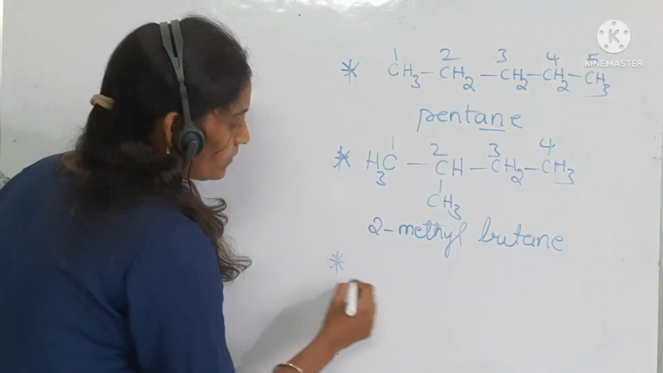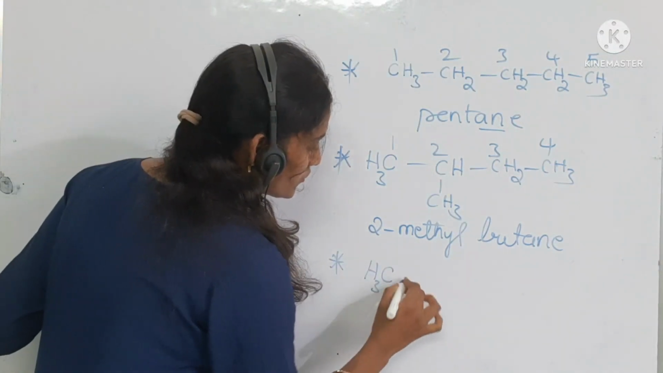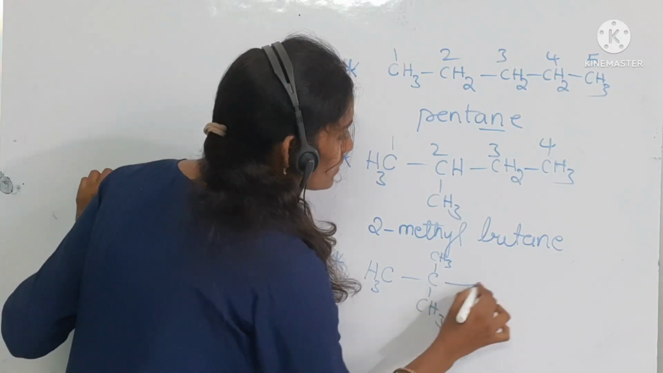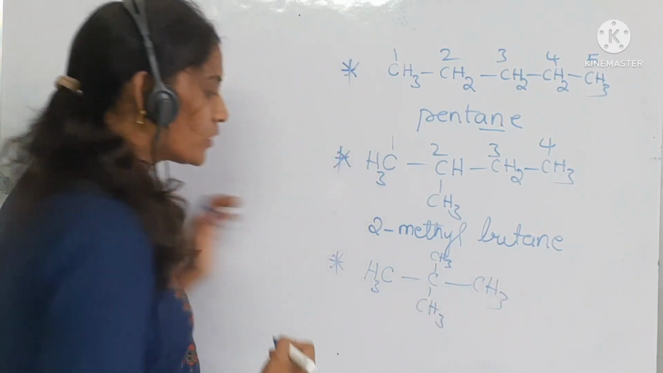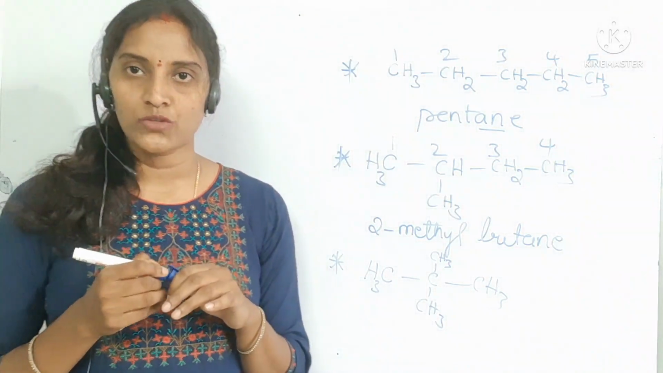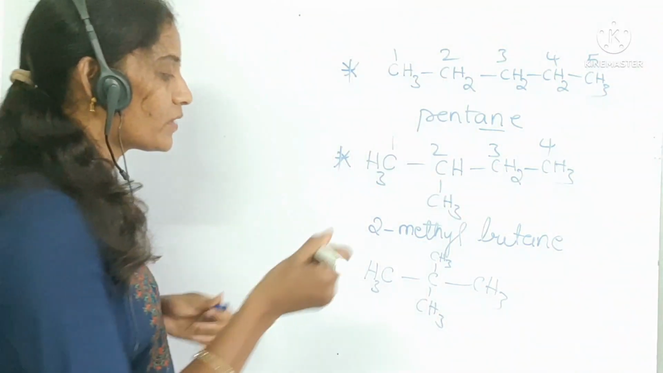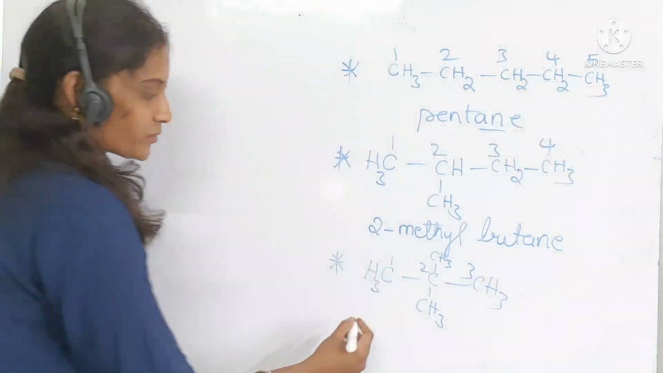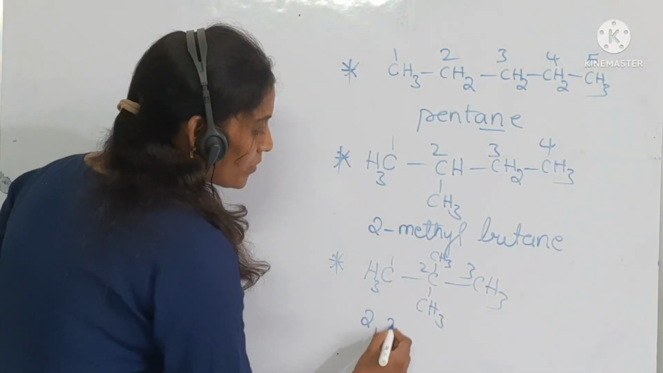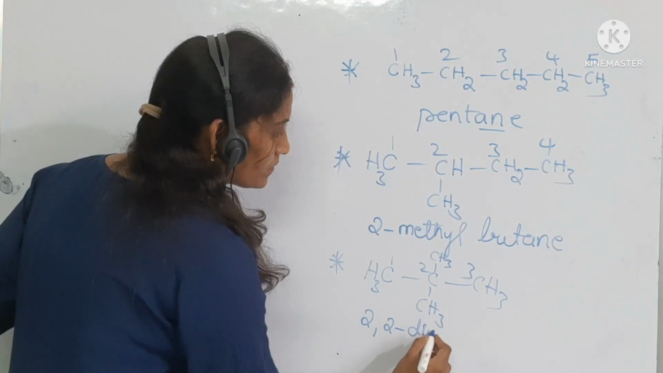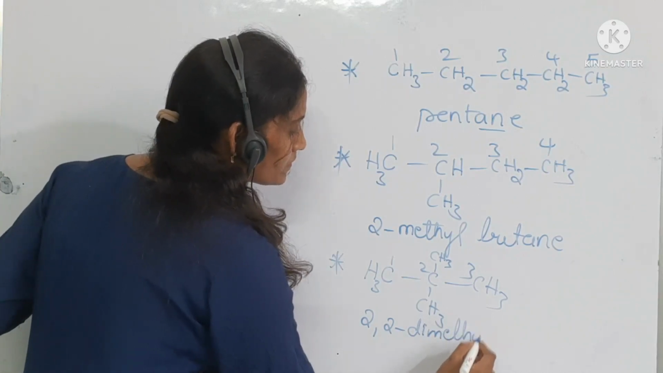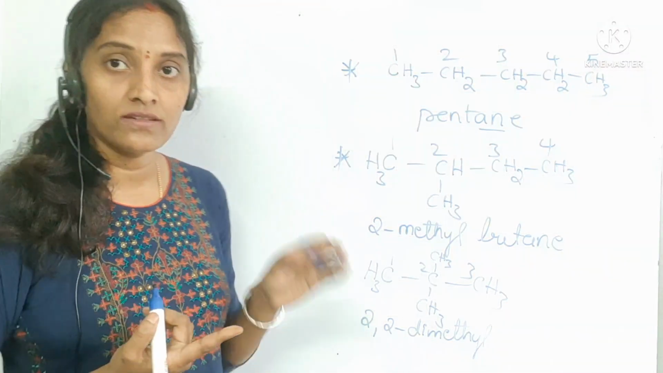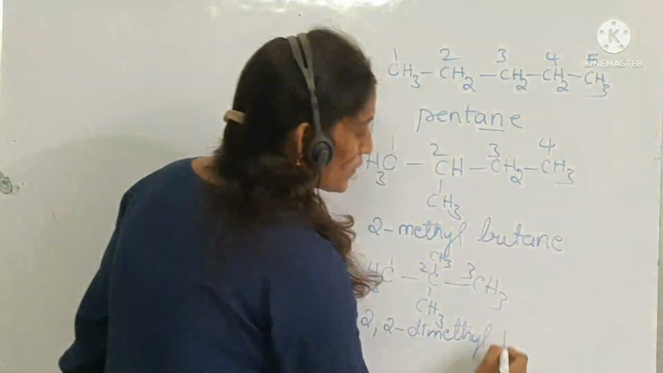One more example: CH3, CH3, students. Here, at the middle carbon atom 2 substituents are there. You can give numbering from left to right or right to left, 1, 2, 3. At the second carbon 2 substituents are there. So 2,2-dimethyl. How many carbons are there in the principal carbon chain? 3 carbons. So propane.